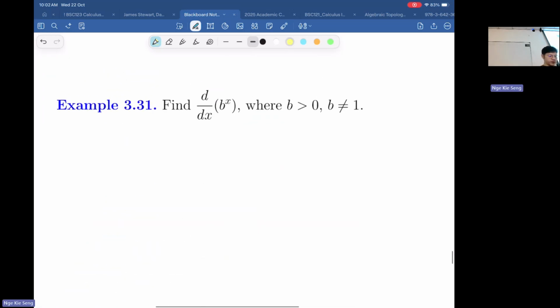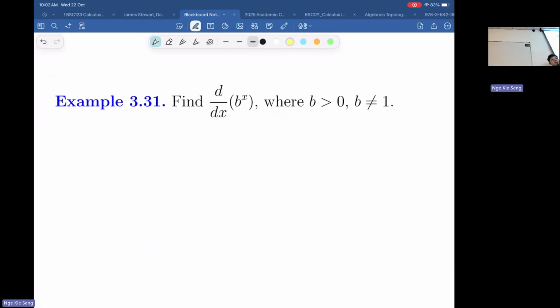Okay, let's try to prove this derivative here. Let's find the derivative of b to the x, where b is greater than 0. So it's just some positive scalar, and b cannot be 1. What happens if b is 1? What's 1 to the x? It's just 1. So you differentiate 1, what do you get? 0.